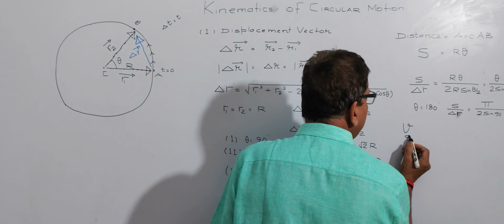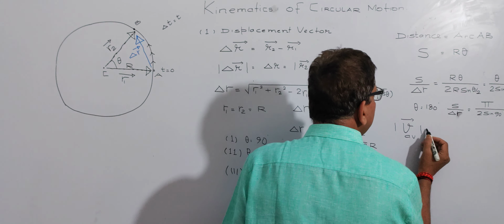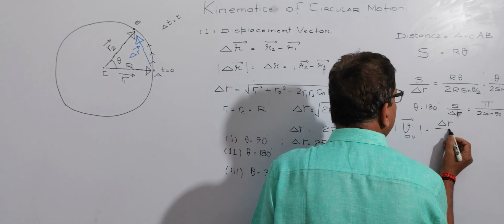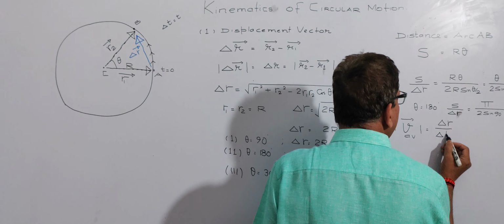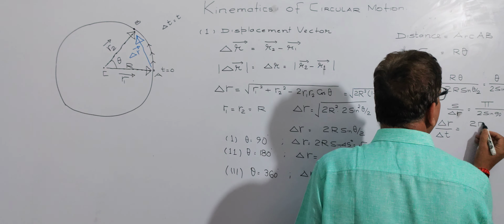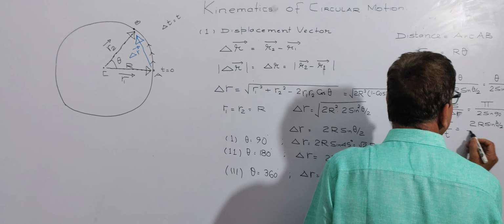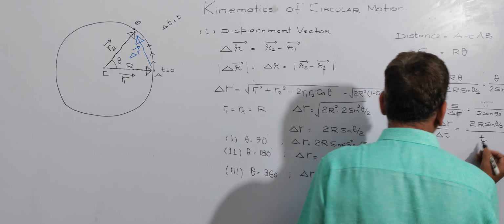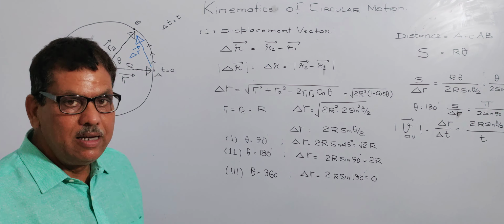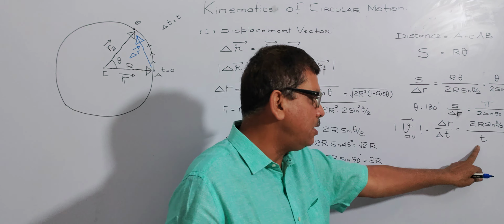Now I can find the average velocity of the object. The magnitude of average velocity can be written as the magnitude of displacement vector delta r by delta t. Now delta r is equal to 2r sine theta by 2, and delta t is t seconds, so I can write this as t. This is the magnitude of average velocity. Magnitude of average velocity can be written as 2r sine theta by 2 by t.